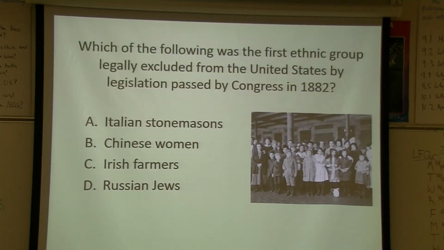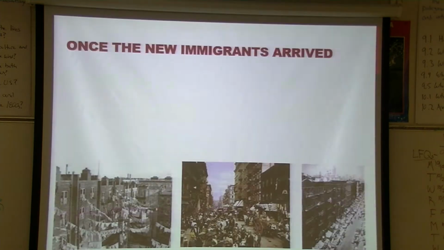This is a good example of how an EOC question can take that same standard but make it into another question. I'm not saying they're trying to trick you, but this is where you have to read the question. It's actually a very simple question, but by adding stonemasons, women, farmers, Jews, they make it seem more difficult. This is about the Chinese Exclusion Act, which in 1882 banned the Chinese. So that's why it will be Chinese women. Doesn't matter if they're stonemasons or farmers. And then Russian Jews, we're going to have a lot of discrimination against the people of Jewish faith. We're going to see that in the 1920s time period.